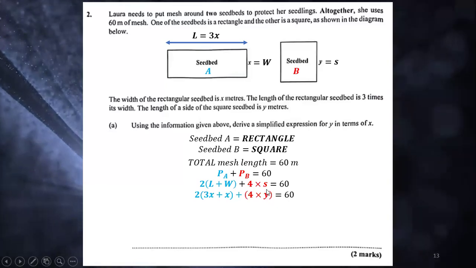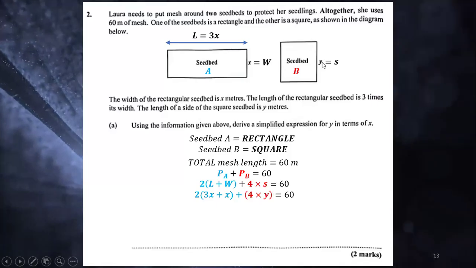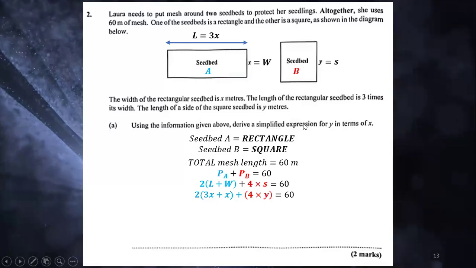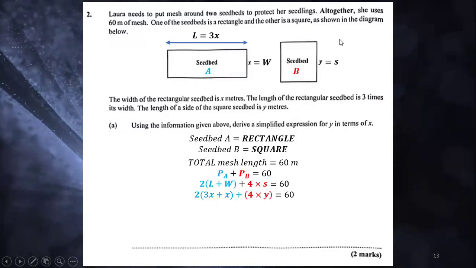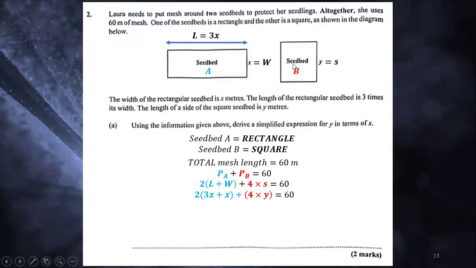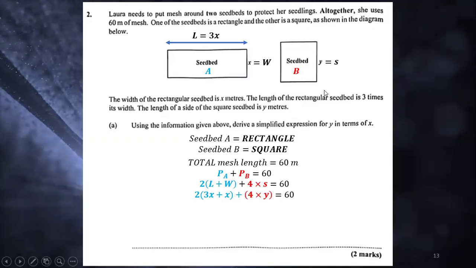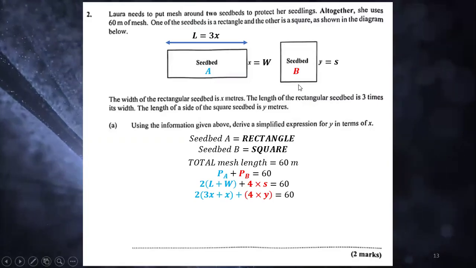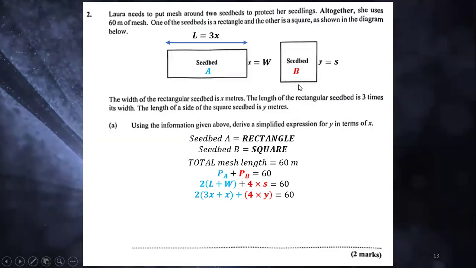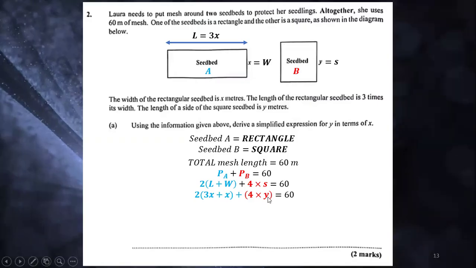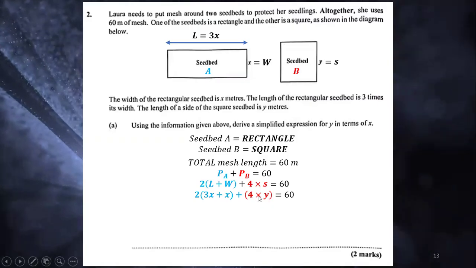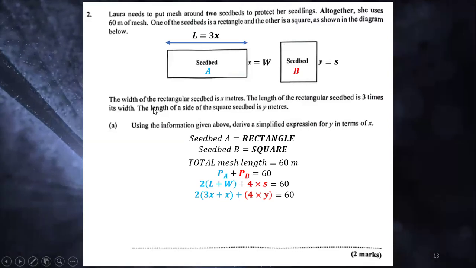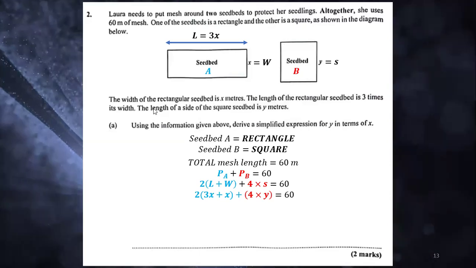Why is it going to be y? Because y is the length of one side of the square. That's what they said. One side of the square is going to be y, which means each side of the square is going to be y. y plus y plus y plus y is 4y. So you can either add y 4 times or multiply by 4. Multiplying by 4 makes more sense and is far more convenient. What do you all think about that so far?